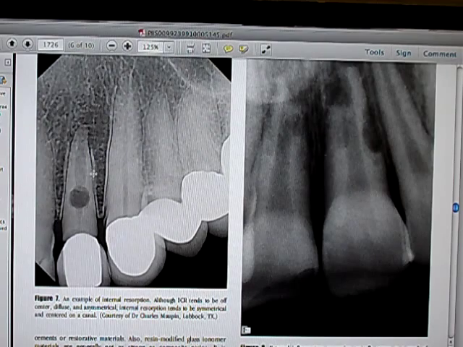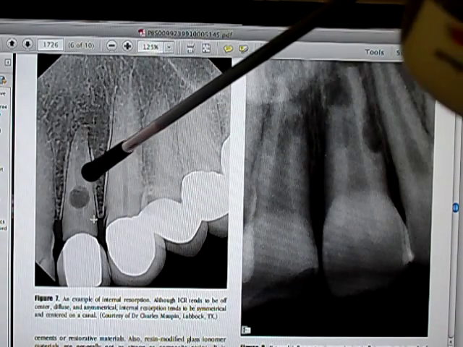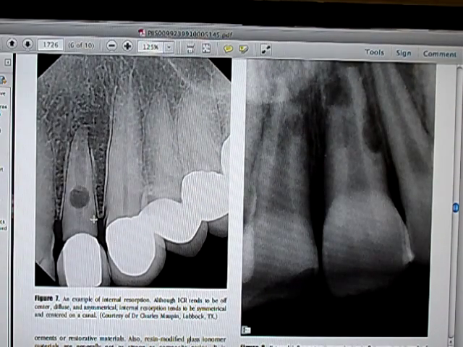Another image of internal resorption, and sure enough, the tooth's been restored. Almost always when you see internal, the tooth's been restored. And I'm going to leave it right there.